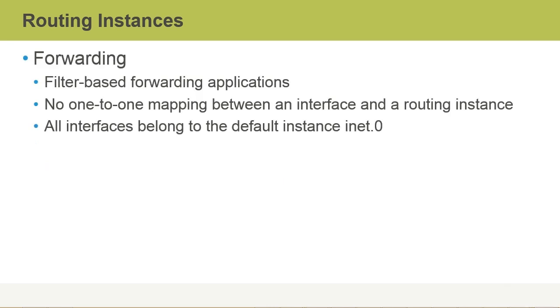There are a number of different types of routing instances, the first being a forwarding routing instance. Forwarding routing instances are designed for filter-based forwarding applications where there's no one-to-one mapping between an interface and a routing instance itself. All the interfaces belong to the default instance of inet.0.